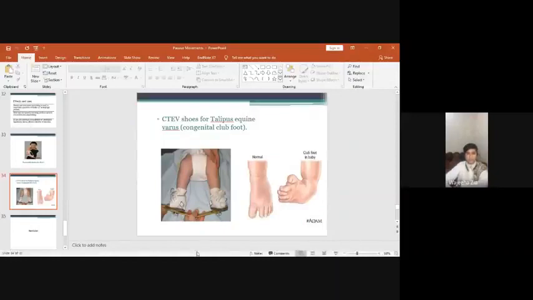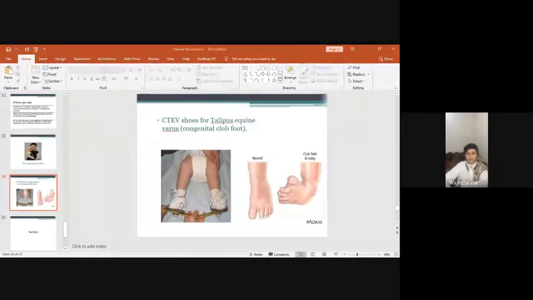After the passive movement, we go through the walking aids. Now I start the walking aids.